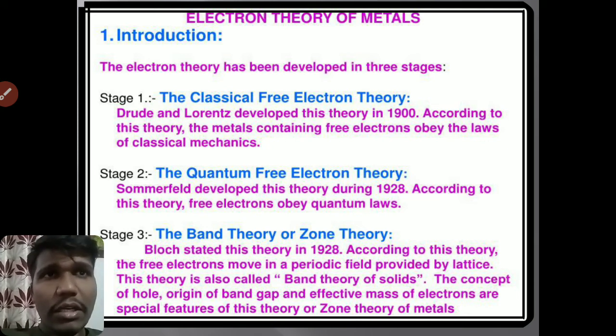So the theory of free electrons was developed in three stages: stage 1, the classical; stage 2, the quantum; stage 3, the band theory. Several different scientists discovered the free electrons, and the theory works on this concept, so we have to use this.